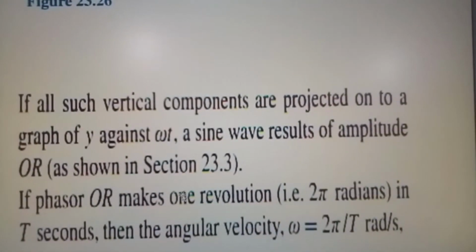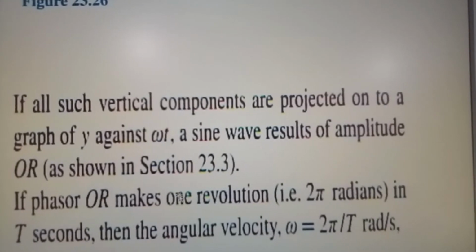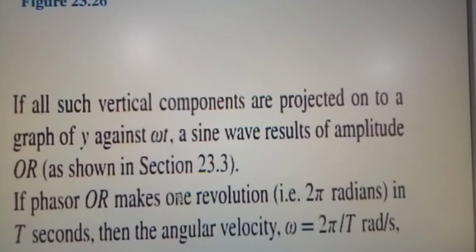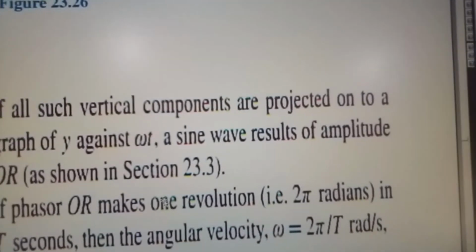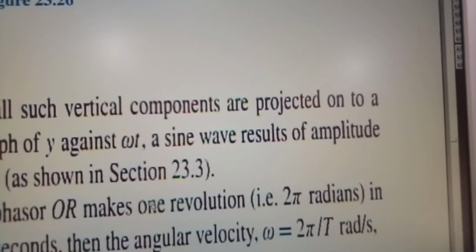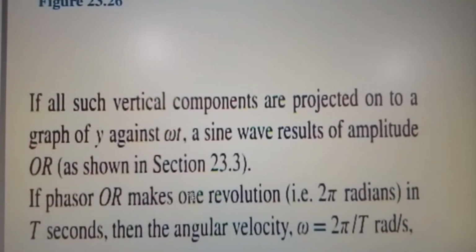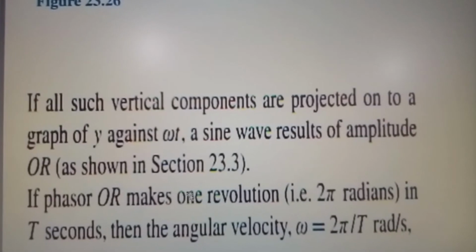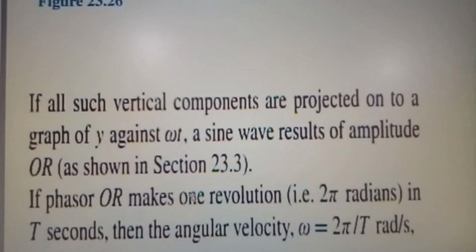If all such vertical components are projected onto a graph of y against omega t, a sine wave results of amplitude OR, as shown in section 23.3. If phasor OR makes one revolution, i.e. 2 pi radians in t seconds, then the angular velocity omega equals 2 pi over t rads per second. Goodness me, I twisted that there for a second. Sorry about that.